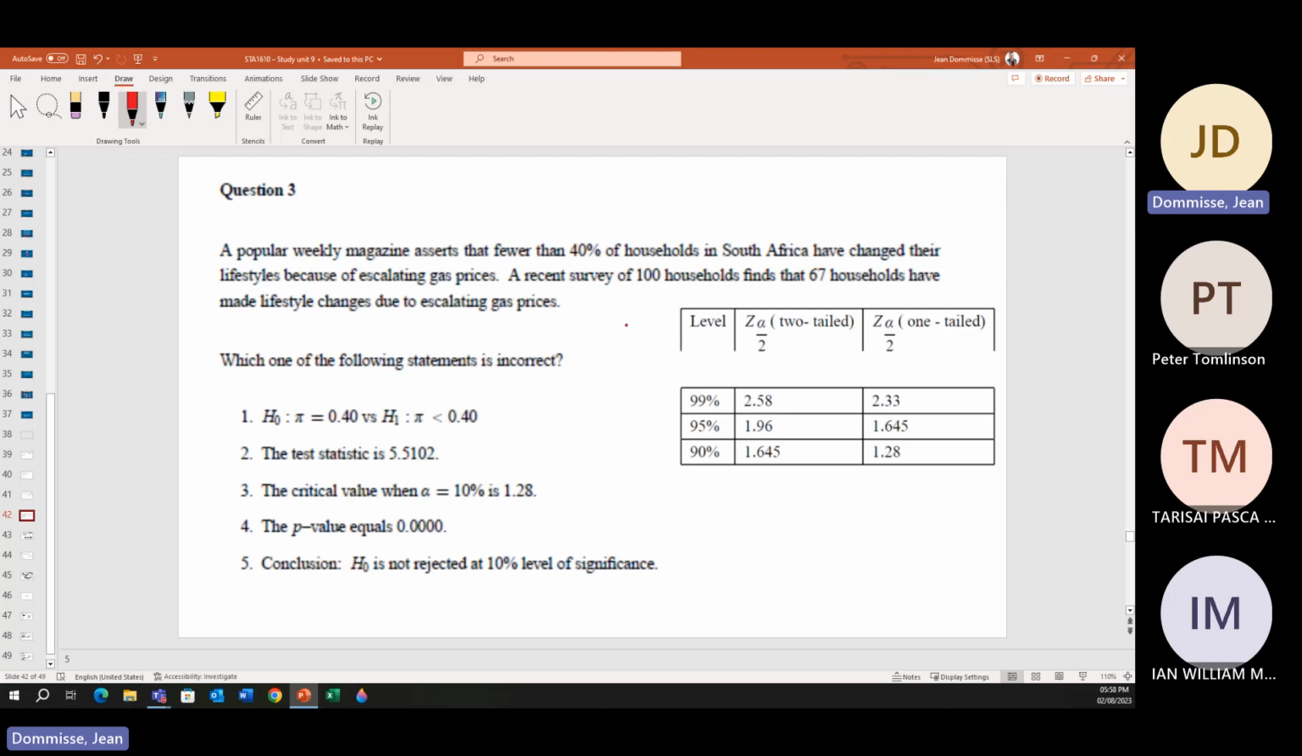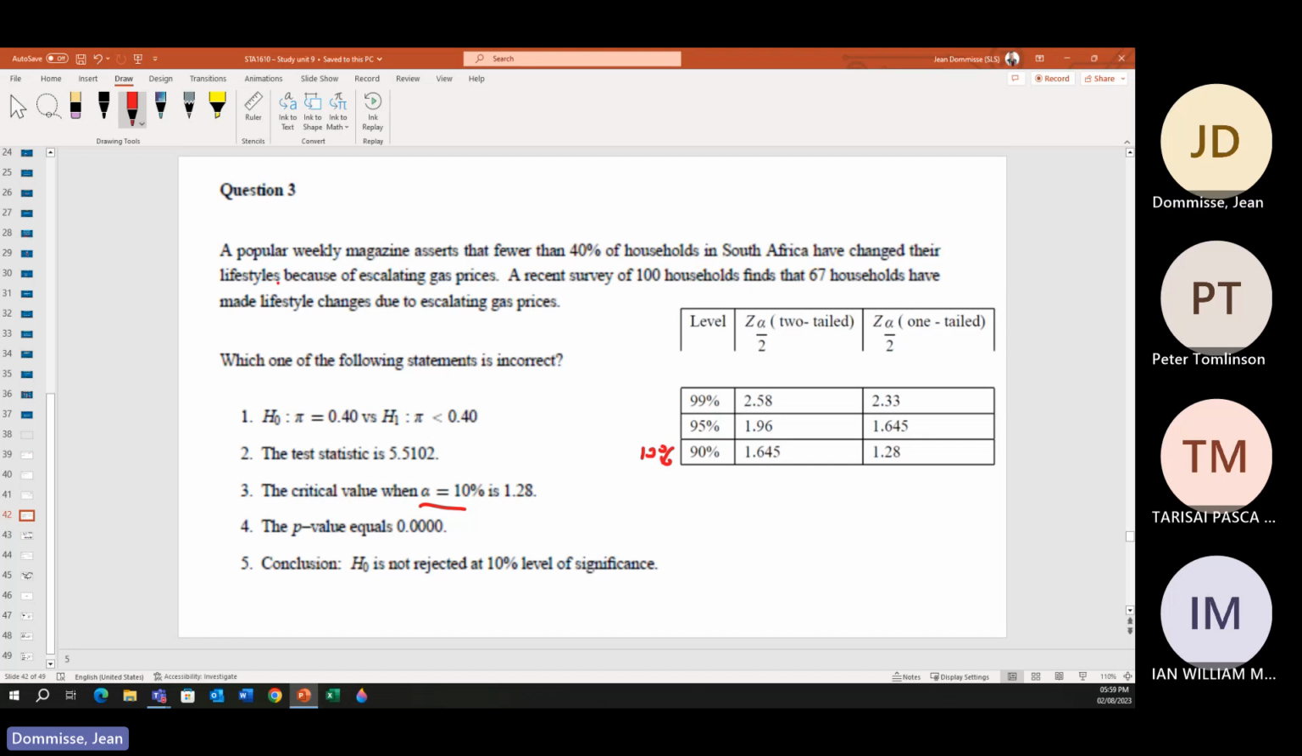Okay, let's look at this one. So here they have it in a question set. When alpha is 10, okay, so we know that alpha is 10. The critical value is, okay, so we have not determined in this question if it's one or two tail. So let's determine if that one is correct.